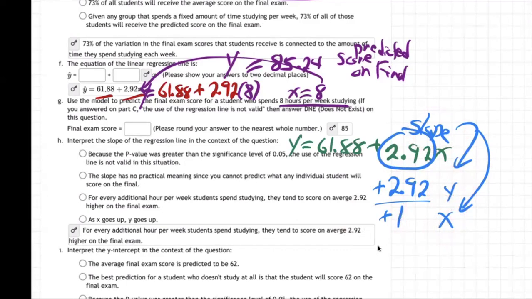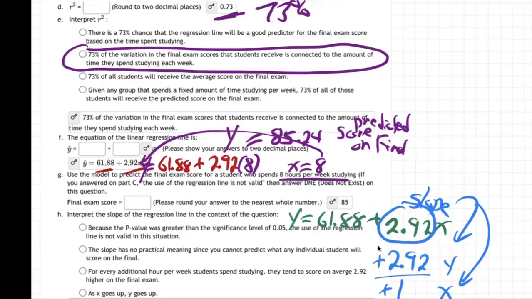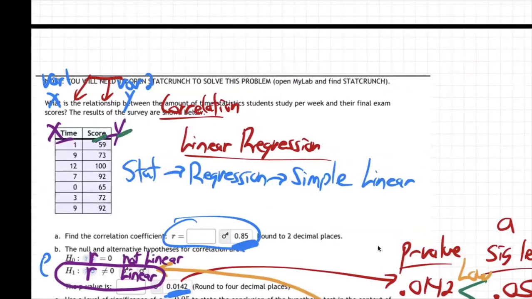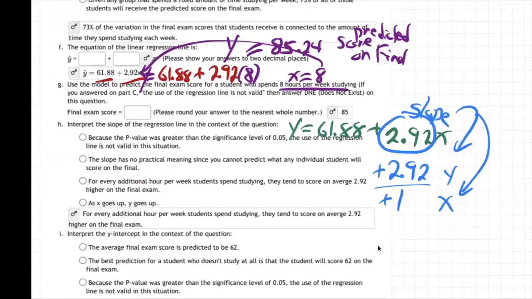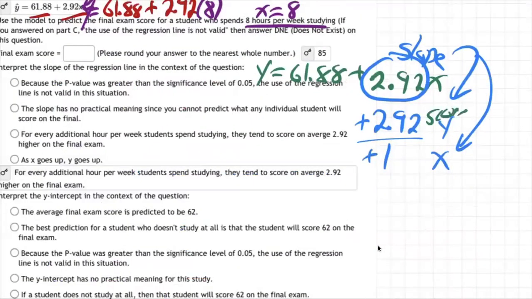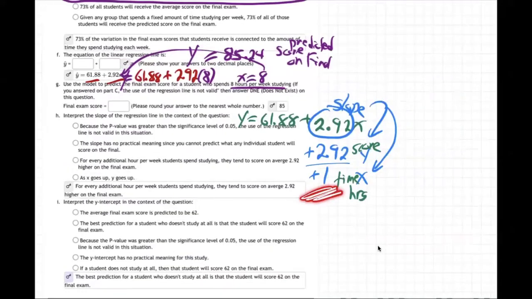Okay, so what is y in this problem? Remember, back to the beginning, y is score, x is time. So this is score, and this is time in hours. In other words, this slope means for every one more hour of studying they do per week, their score on the final is going to go up by 2.92. So if they go from studying 7 hours a week to 8 hours a week on average, their score on the final exam will go up 2.92. It's how fast their final exam score goes up based on more time spent studying.